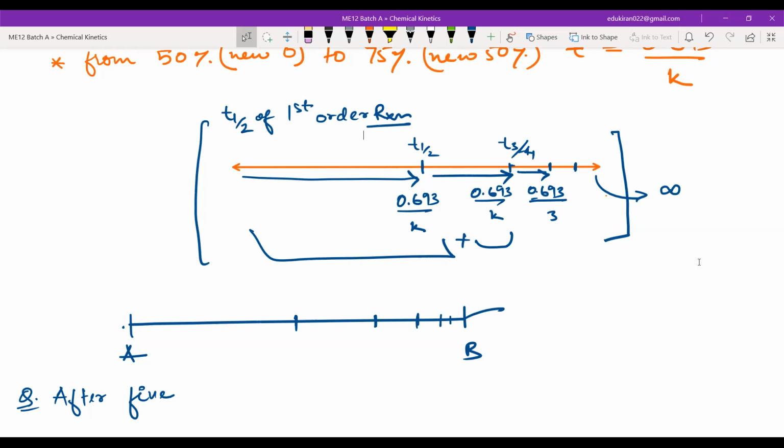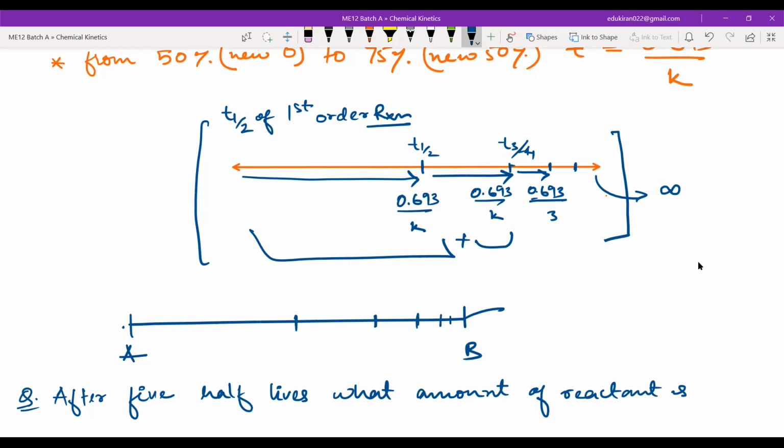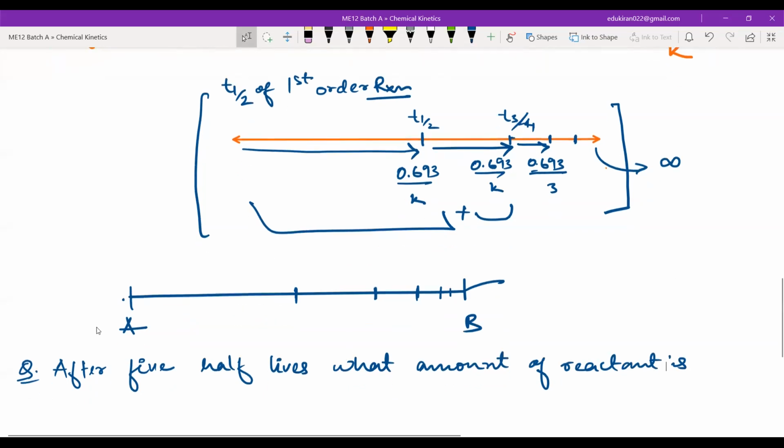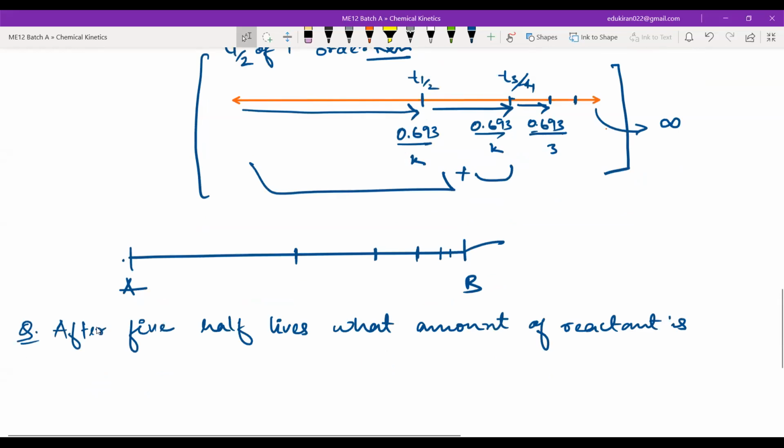So what is the next question? Okay, this is the next question. After 5 half-lives, what amount of reactant is remaining? You know, these questions, they will keep your head scratching.